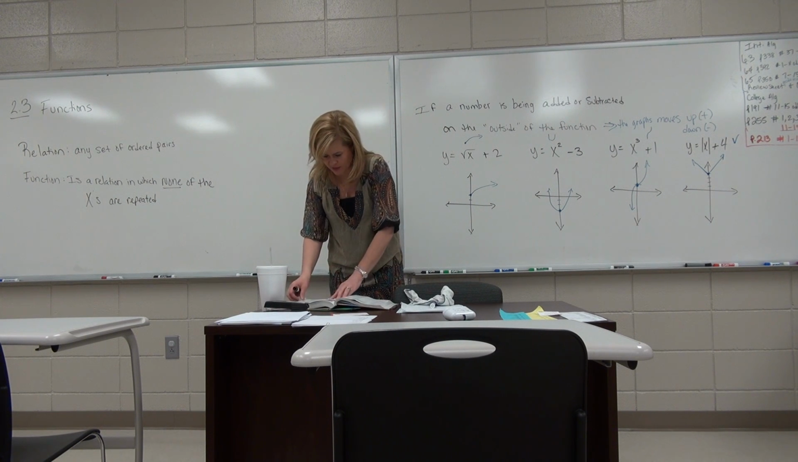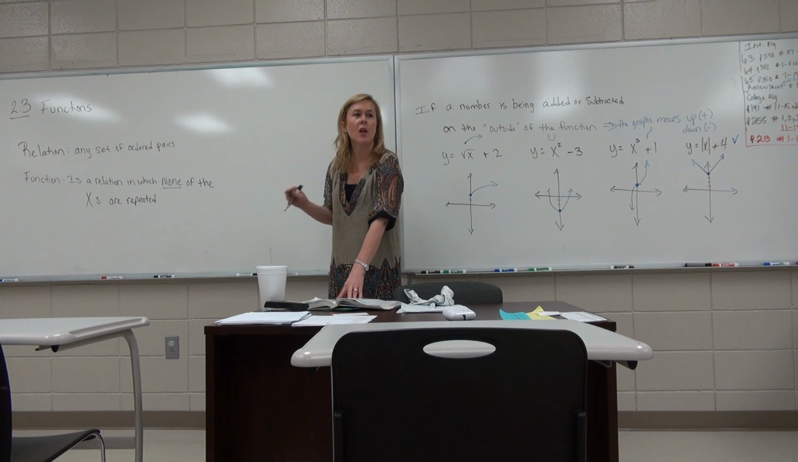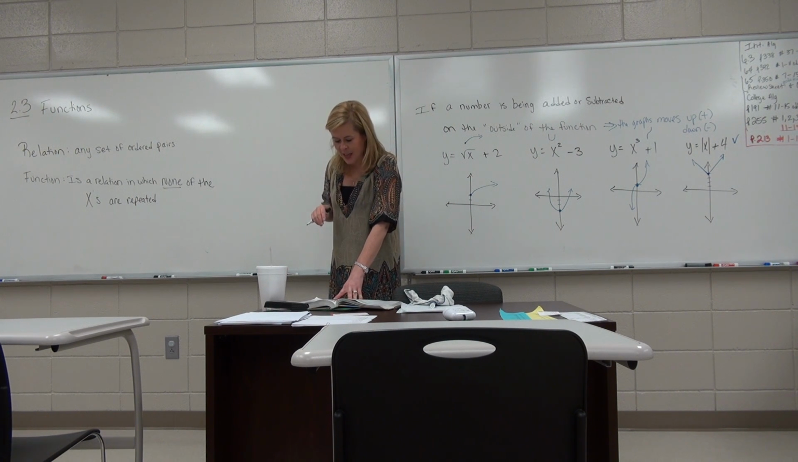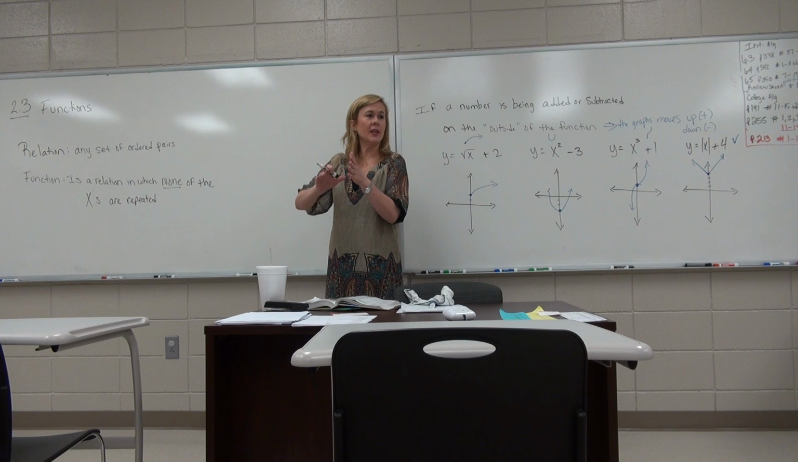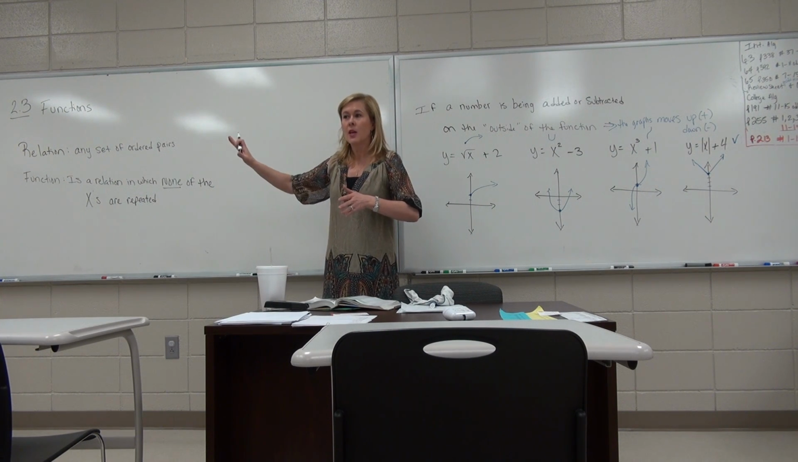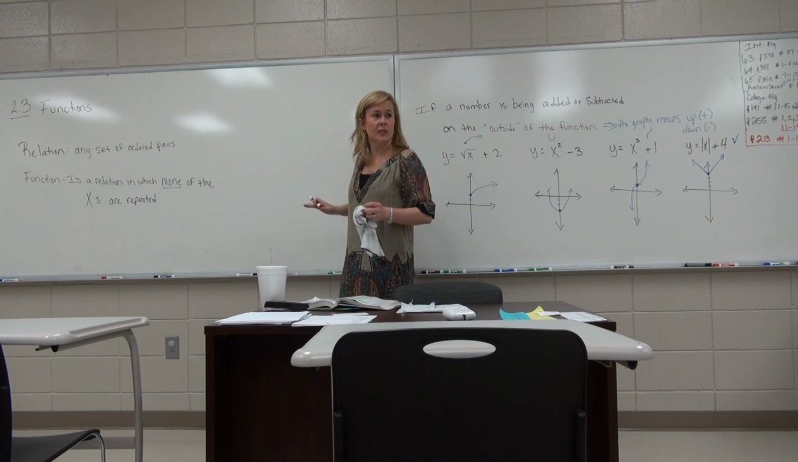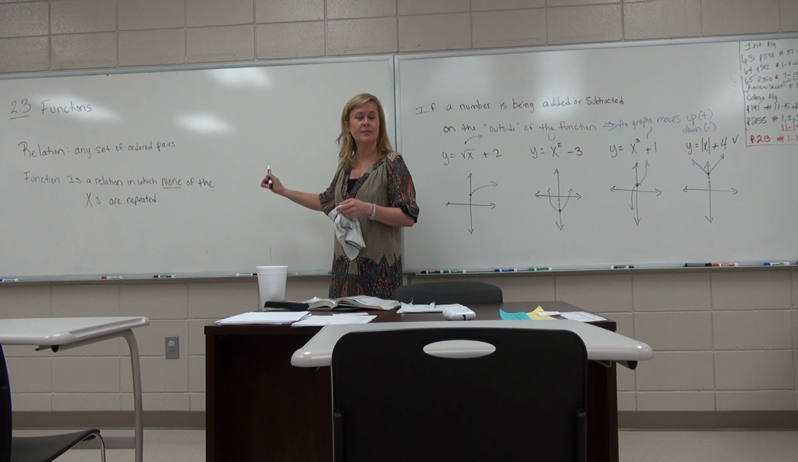Your book's formal definition says a function is a relation in which, for each distinct value of the first component of the ordered pair, what's the first component of the ordered pair? The x. There is exactly one value of the second component. So that means for each x, it can only go to one y. But your y's can be repeated. You could have different x's going to the same y value, and that's fine. But your x's cannot be repeated.